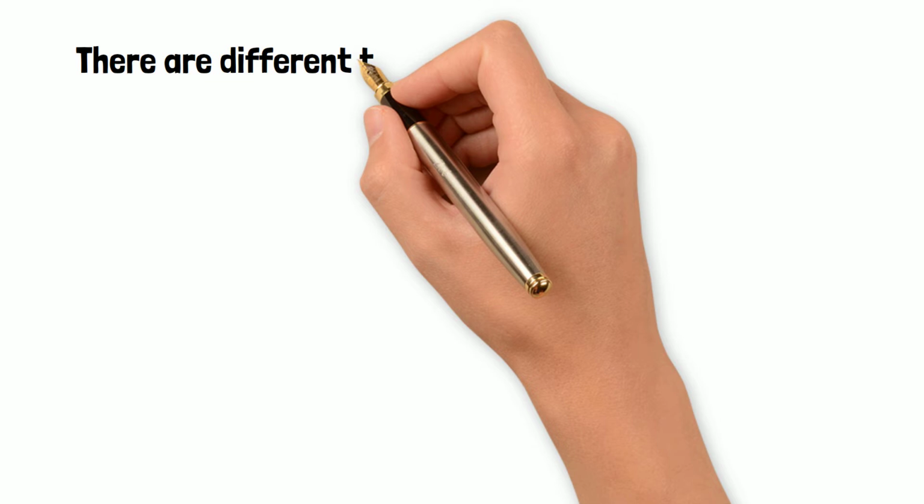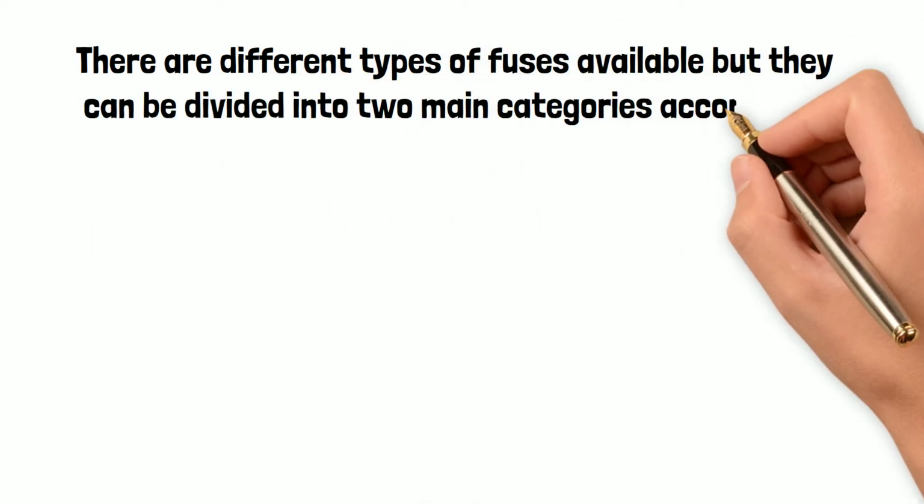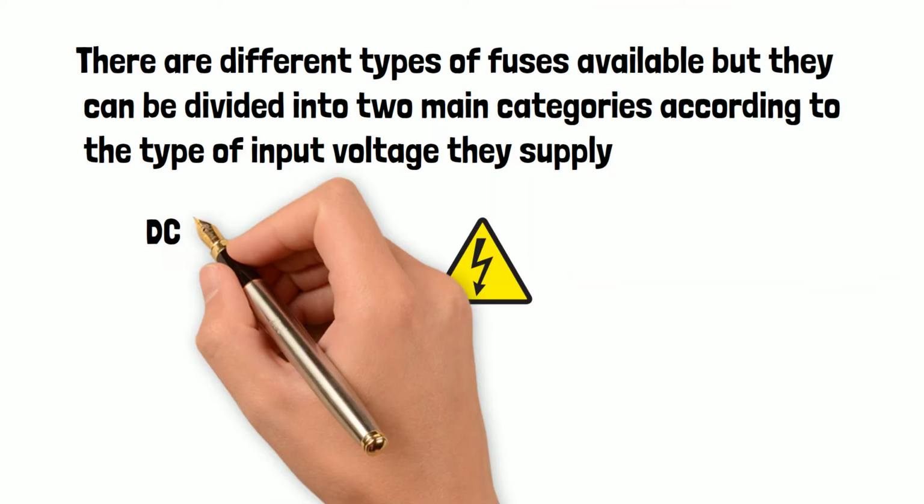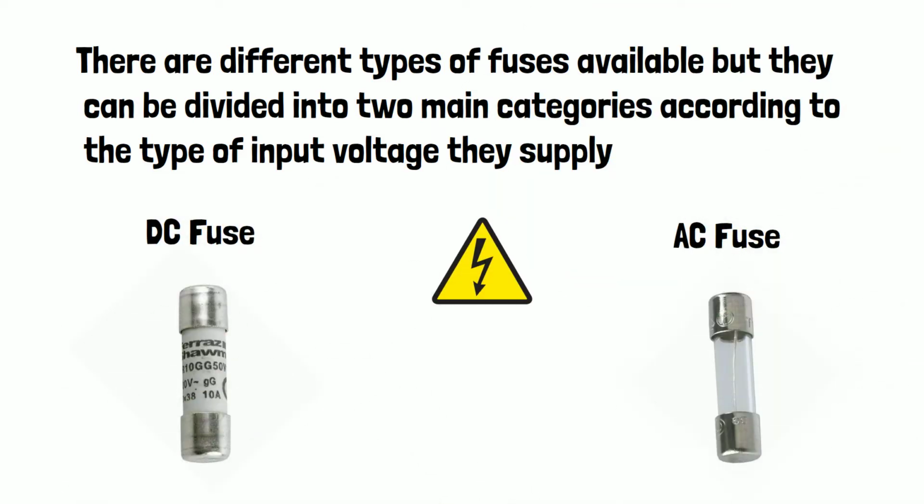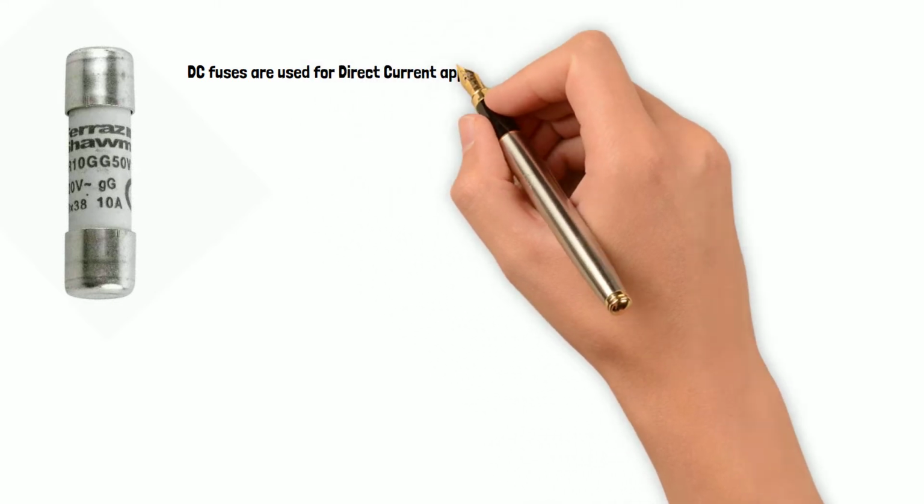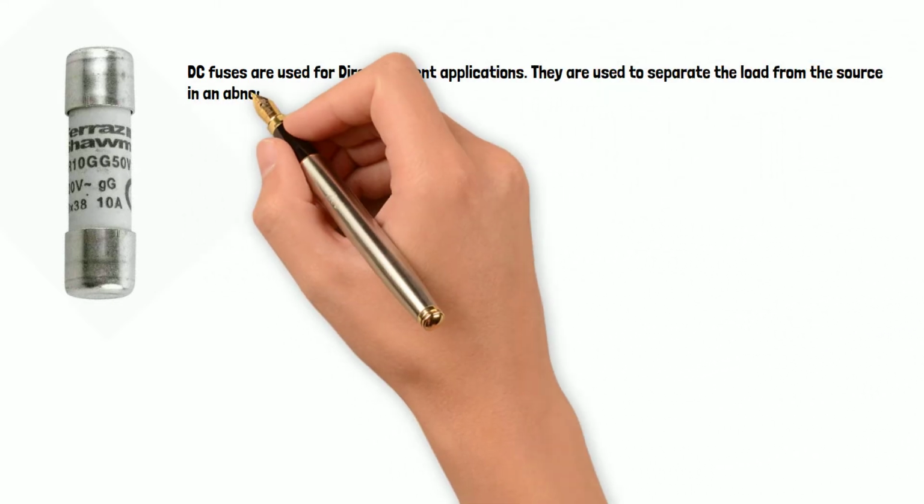As expected, there are different types of fuses available, but they can be divided into two main categories according to the type of input voltage they supply. There are DC fuses and AC fuses. DC fuses are used for direct current applications. They are used to separate the load from the source in an abnormal case.